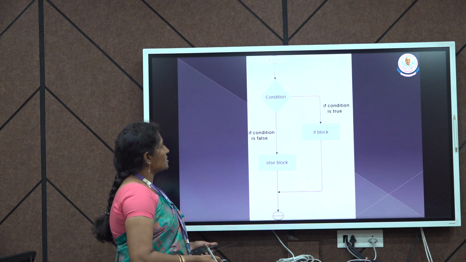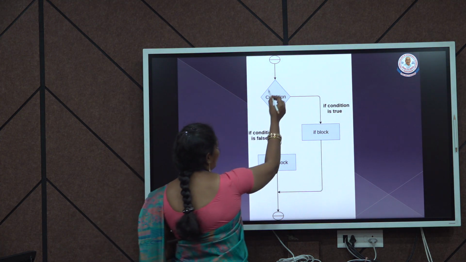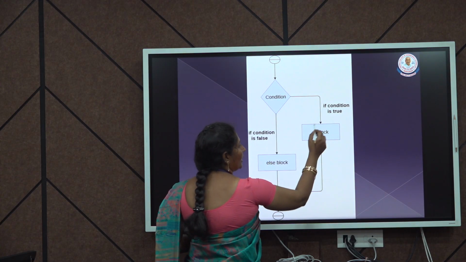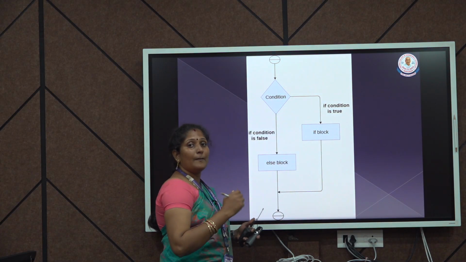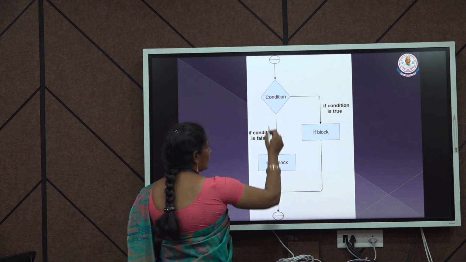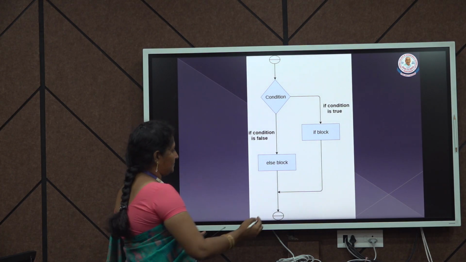So, this is the flow diagram for the if-else statement. Initially, we are checking the condition here. If my condition is true, it executes the statement present in the if block. If my condition is false, it executes the statement present in the else block.